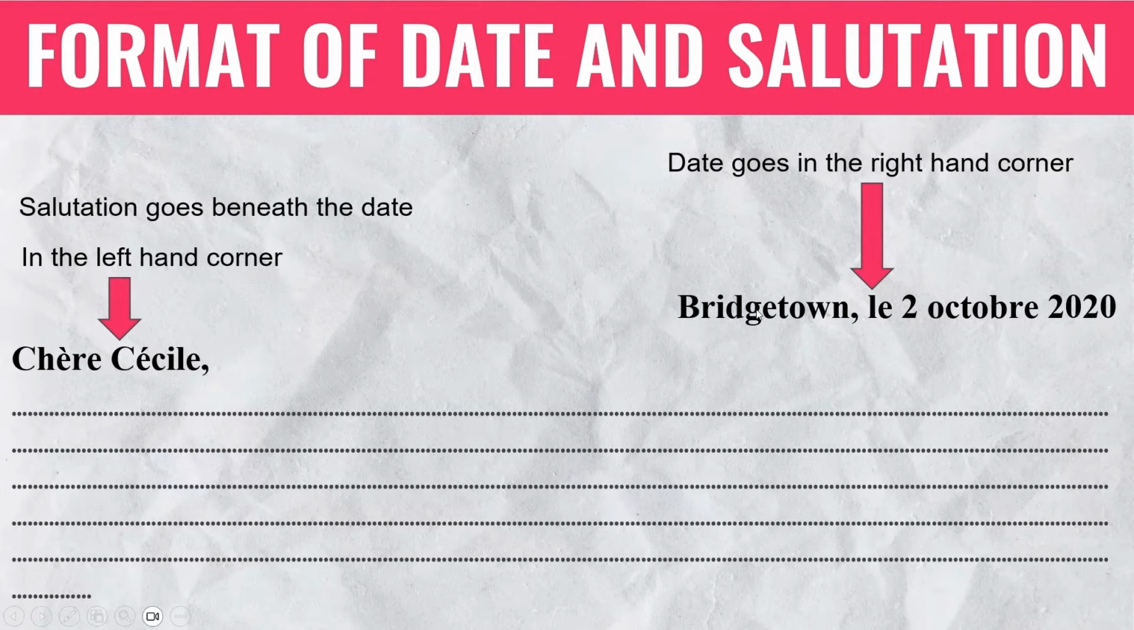So the date, along with the city, goes in the right-hand corner, while the salutation goes in the left-hand corner. But it must be the line below the date. They cannot be on the same line. All right. I hope everyone gets that. Let's move on to the next slide.